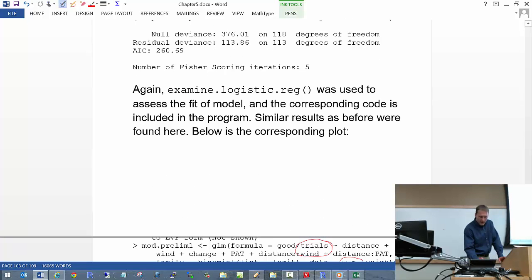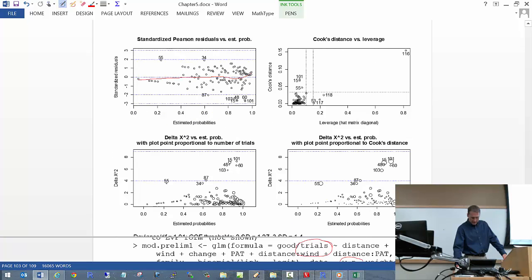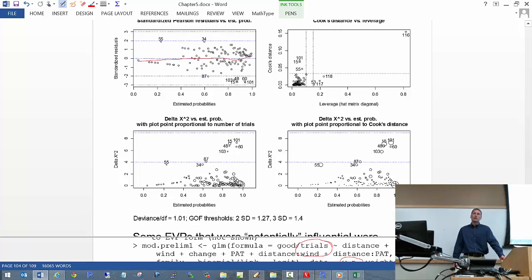I use examine.logistic.reg to assess the fit of the model. And then this is what I get on page 104. So it's a similar looking plot to what we saw in the past. Look at the deviance divided by df, kind of small, so that's good, close to 1. We really don't have any large, let's say, absolute value standardized Pearson residuals.